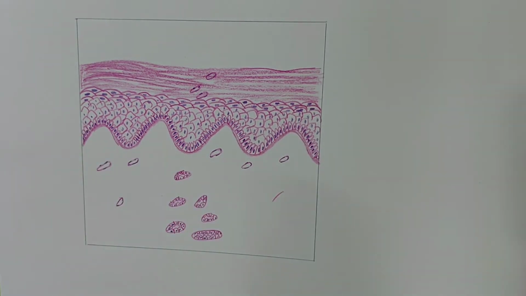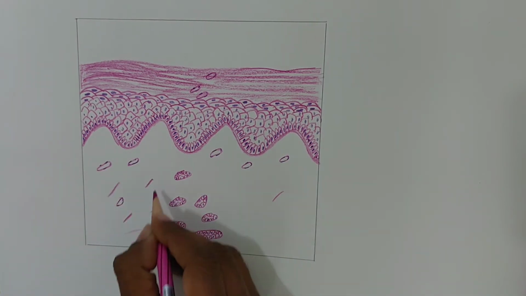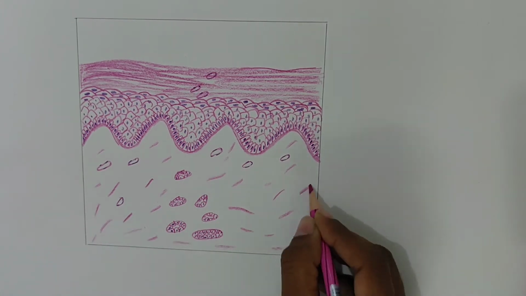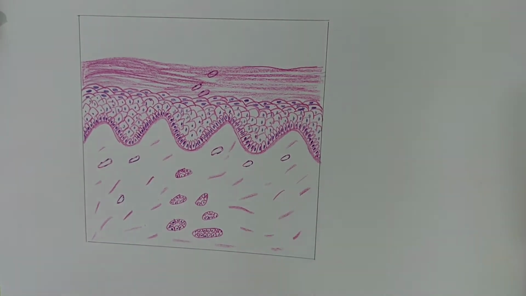So let's make the diagram more beautiful. These are the bundles of collagen fibers along with the connective tissue.